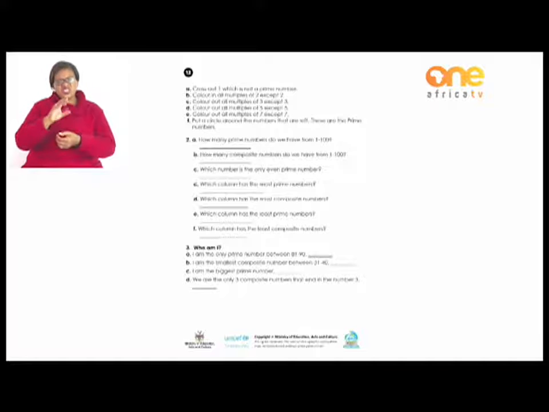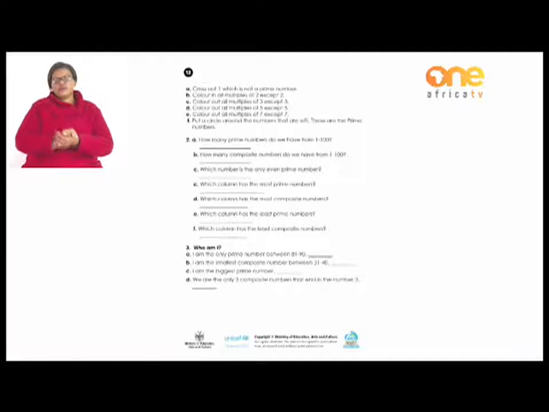Now, you will notice that there is a typing error there because there are 2 C's. So the second C, okay, is asking which column has the most prime numbers. Now, I just quickly want us to go to our table so that I can explain to you what a column is.